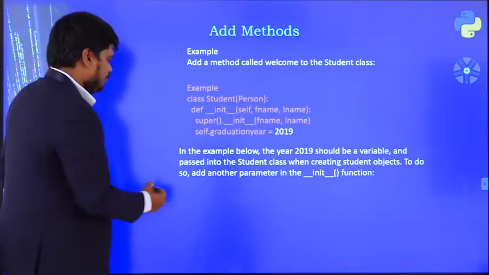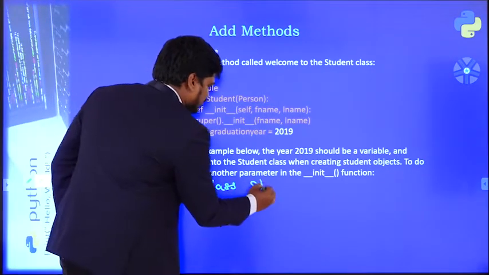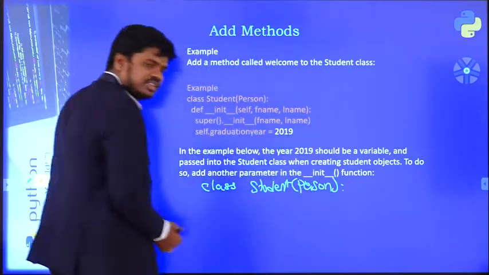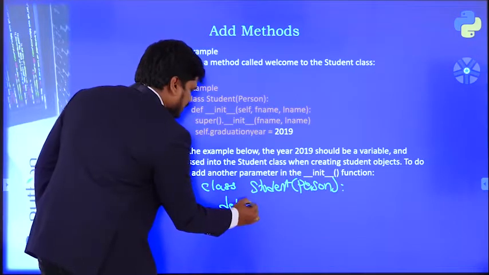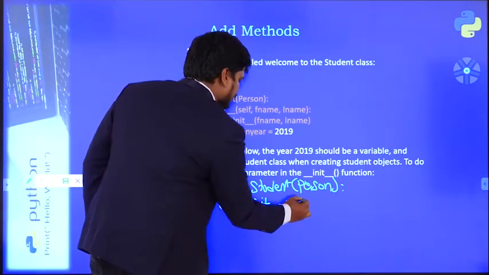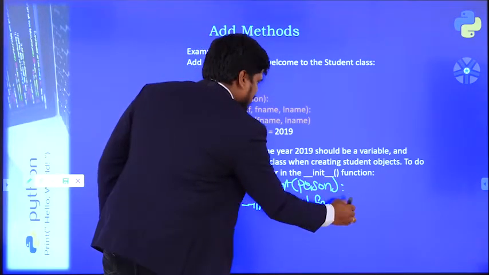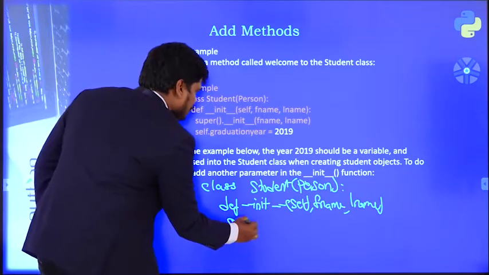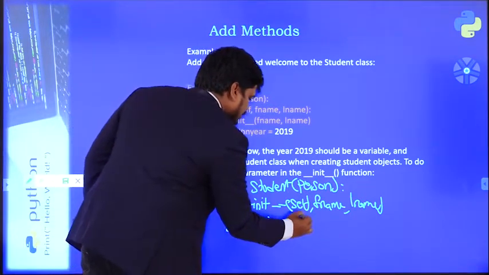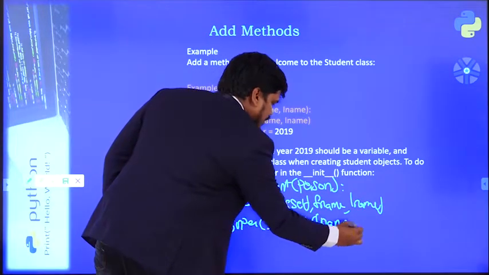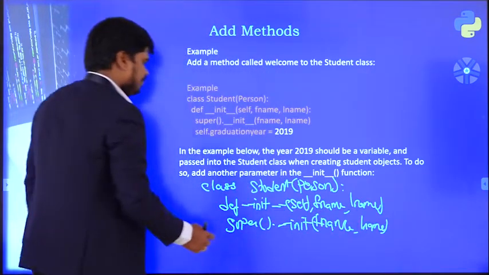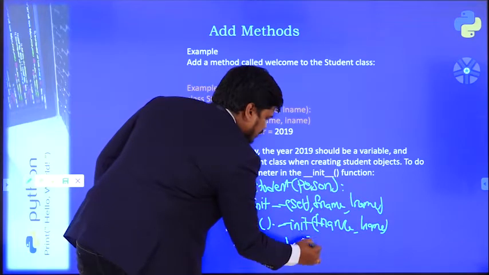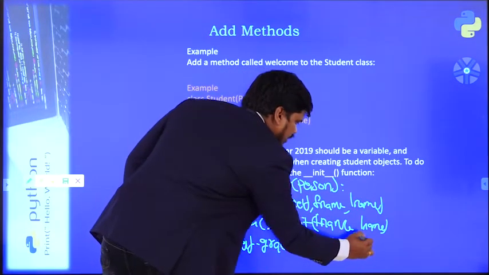Observe carefully. class Student followed by Person, and next one is def __init__ followed by self, first_name, last_name, and next the super method __init__ with first_name, last_name. So self.graduation_year is equal to year.